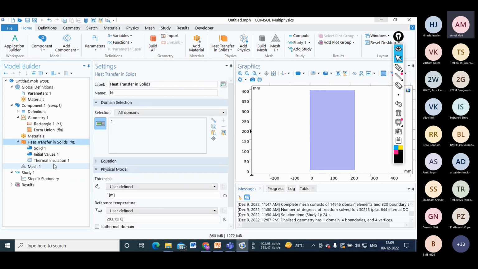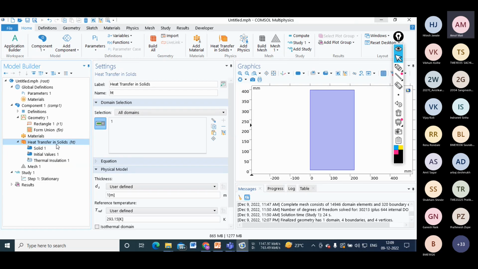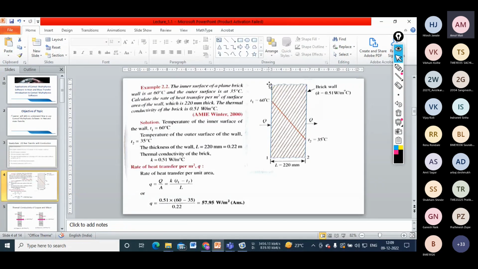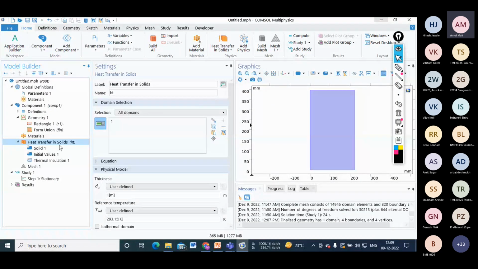Next to that, thermal insulation. So already the problem has provided the thermal insulation, but हमने boundary conditions अब तक दिए हैं क्या? Whether we have provided the boundary conditions? No. What is the boundary conditions? So left hand side 60 degree centigrade and right hand side 35. So I will provide that. Two temperatures. एक temperature ले लिया, second temperature.